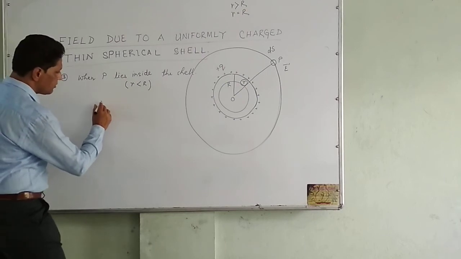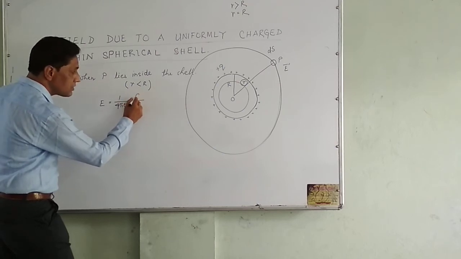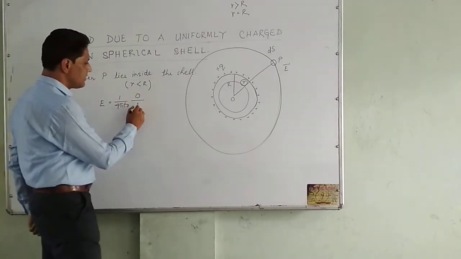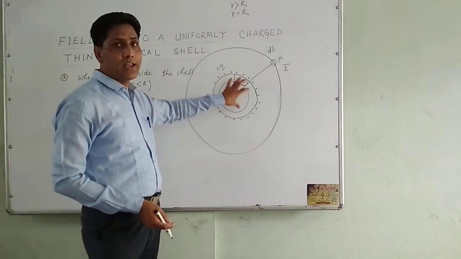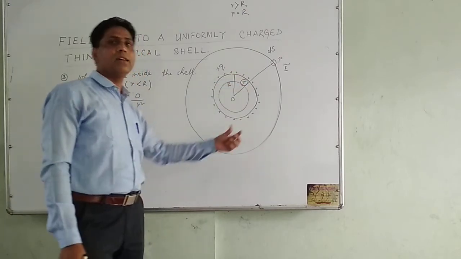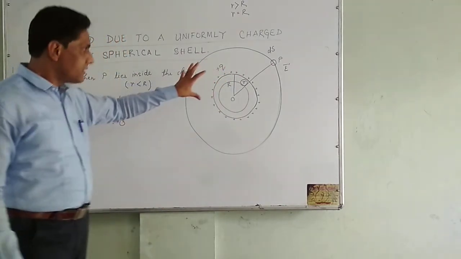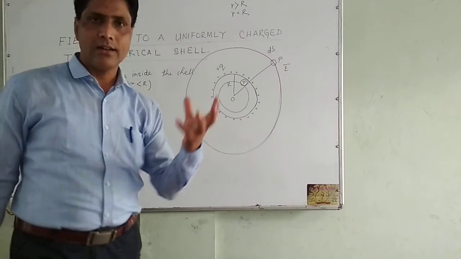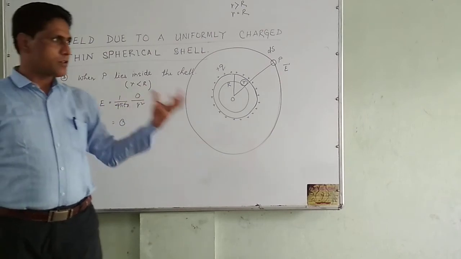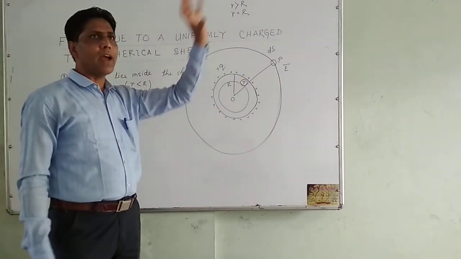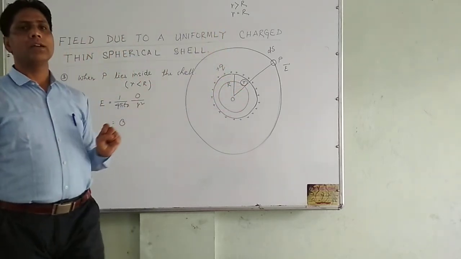So our expression will become 1 by 4 pi epsilon naught Q, but the surface does not enclose any charge, so Q is 0. So inside the charged spherical shell, the value of electric field is 0, because it does not enclose any charge. From this concept, we get the concept of electrostatic shielding, which is the shielding of any object from electric field.